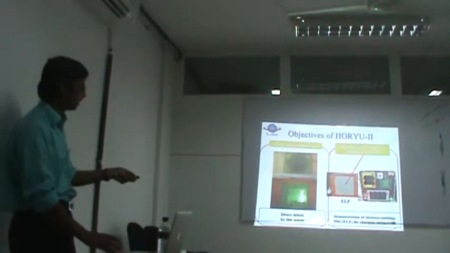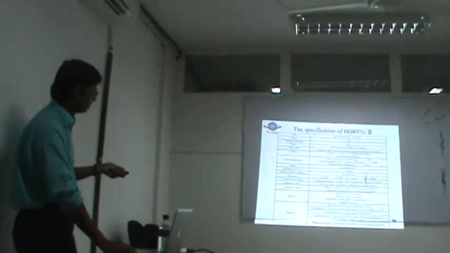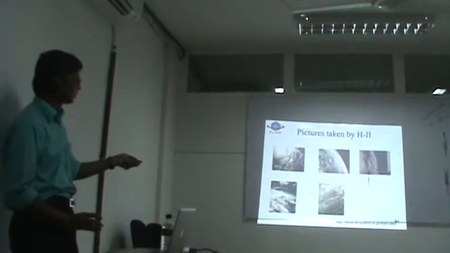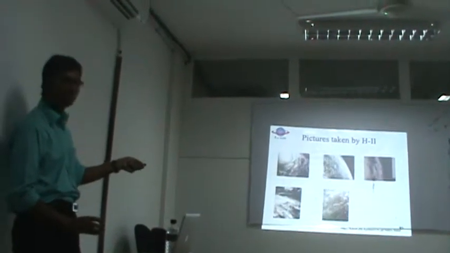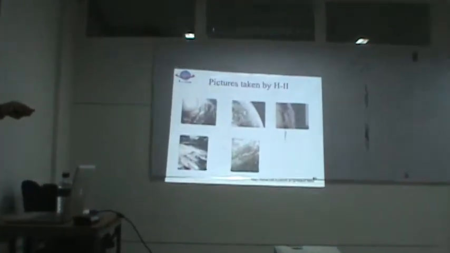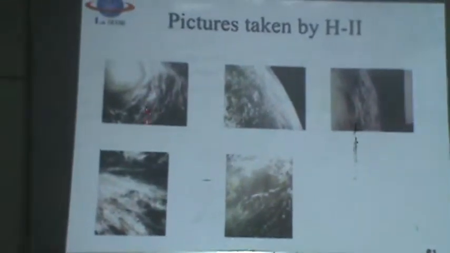This is our electromagnetic field. I already told you. And you don't print this one. This is the other picture taken by our satellite. This is a typhoon. Typhoon means actually this is a storm, a cyclone. Okay. That was captured by our satellite.